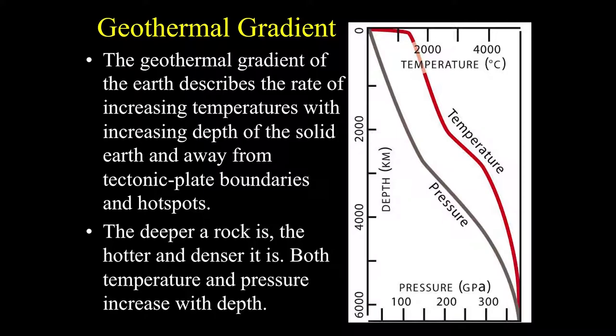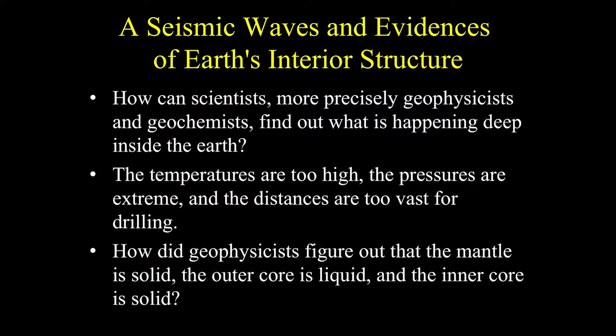How can scientists, or more precisely, geophysicists and geochemists, find out what is happening deep inside the Earth? The temperatures are too high, the pressures are extreme, and the distances are too vast for drilling. How did geophysicists figure out that the mantle is solid, the outer core is liquid, and the inner core is solid?